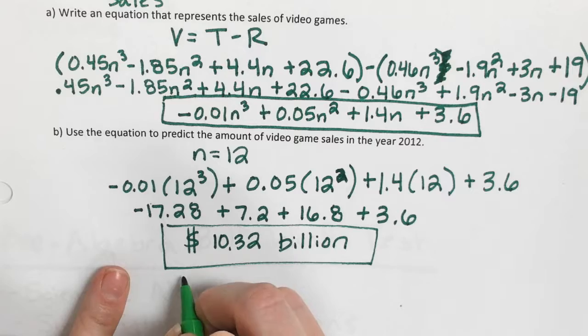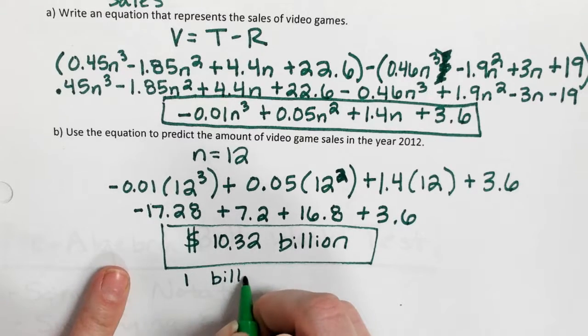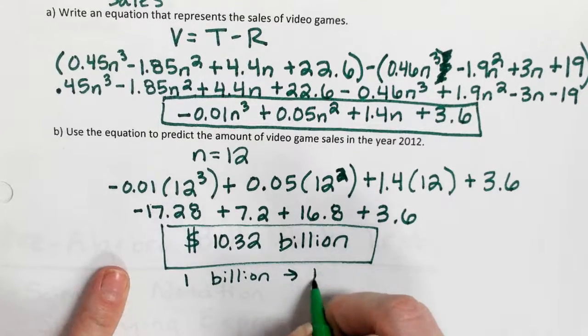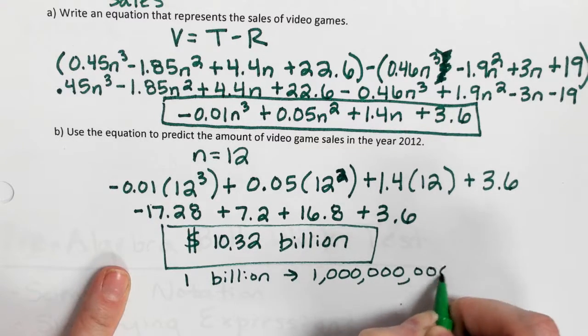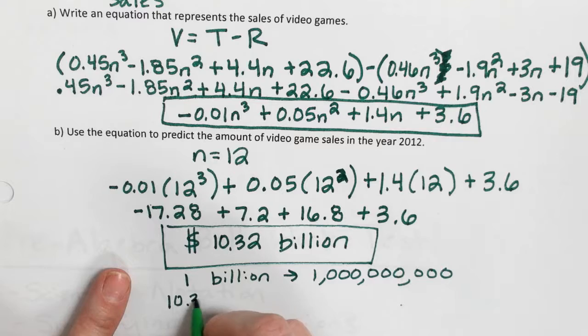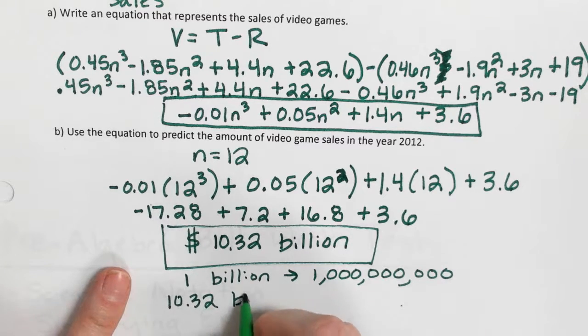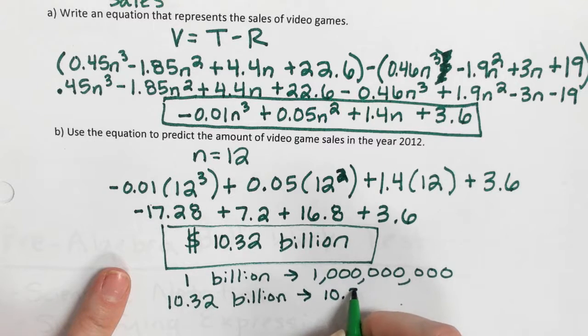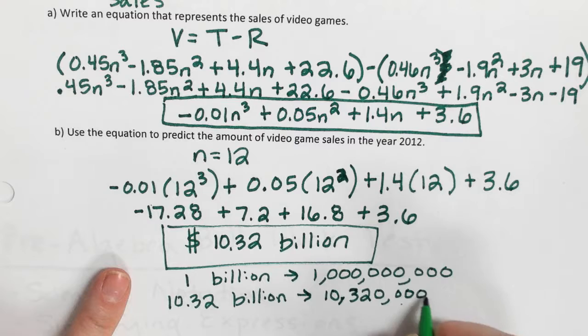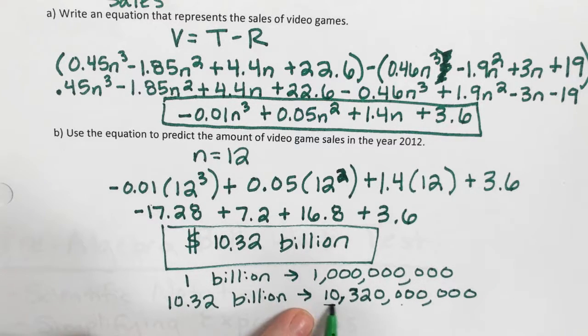Okay, does anybody know how many zeros 1 billion has? 9. Okay, so if I'm going to write 10.32 billion, this is what it's going to look like. Because this is 10 billion and 0.32 of another billion.